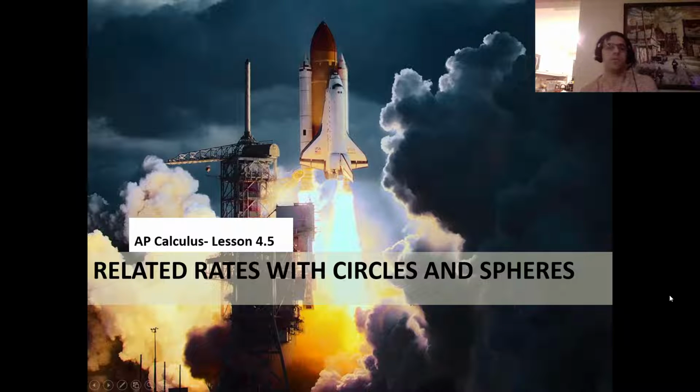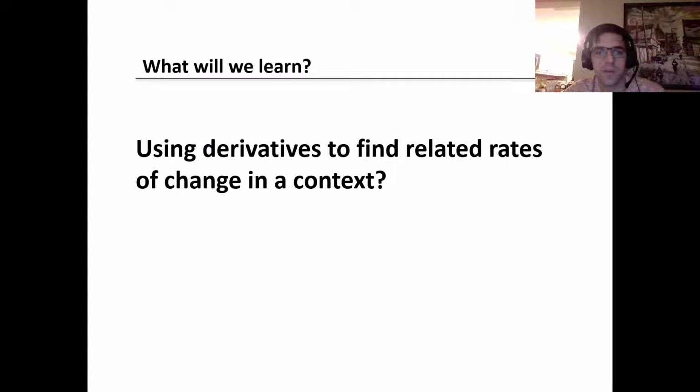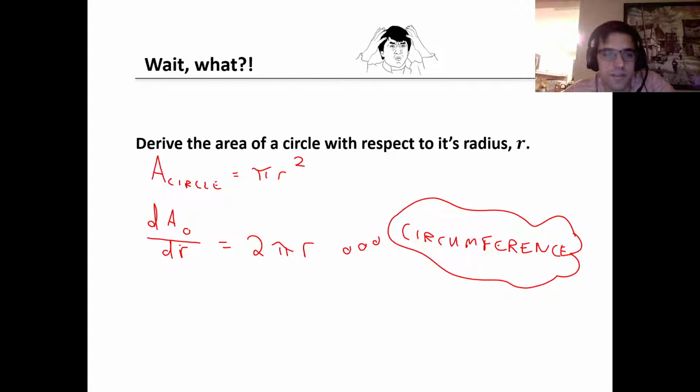All right, this is Unit 4, Lesson 5. Unit 4 is called Applications of Differentiation. Lesson 5 is called Related Rates with Circles and Spheres. This is part 2 of Lesson 4. We talked about related rates with rectangles and triangles. So again, more examples of using derivatives with related rates in a context.